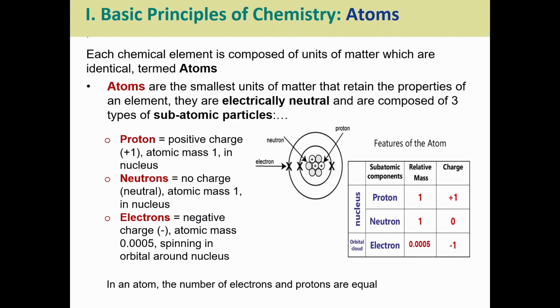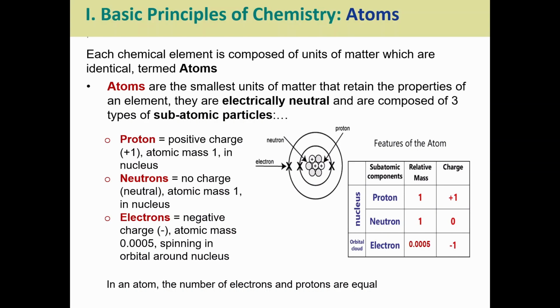Protons have a positive charge. Neutrons have no charge, they're neutral. Electrons have a negative charge. So we have a positive, no, and a negative charge. This is why we say we're electrically neutral, because the positive and the negative cancel each other out. Now, the protons and the neutrons are found in the nucleus, while the electrons are found in electron clouds spinning in orbitals around the nucleus.